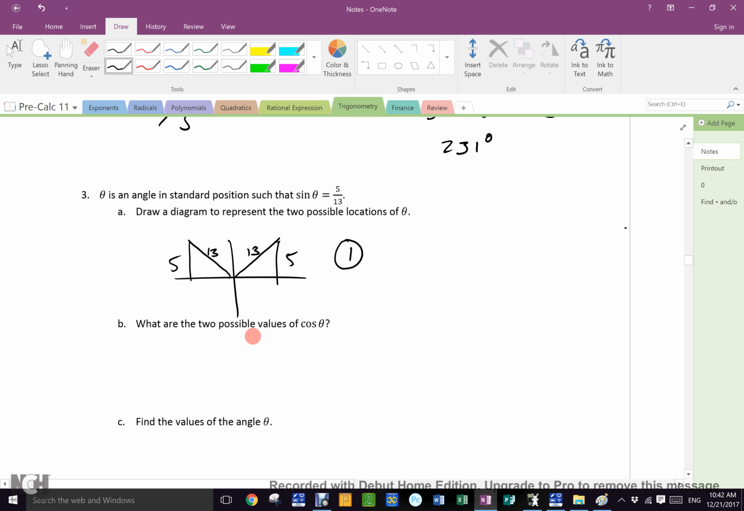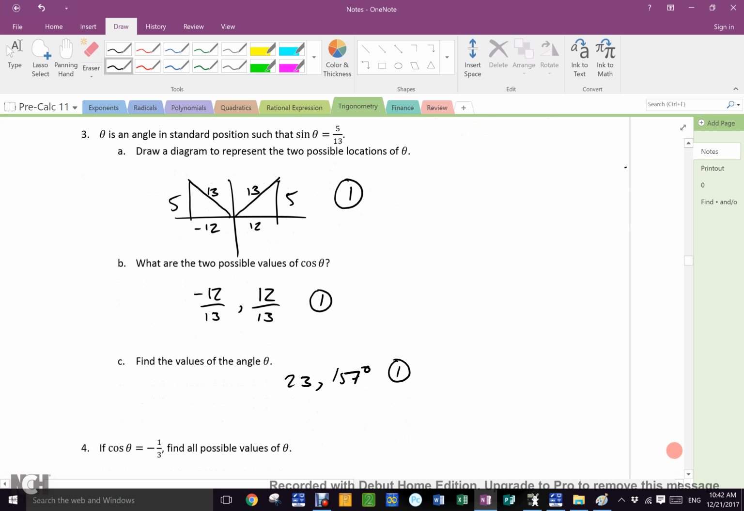What are the two possible values of cos? -12/13 and 12/13 for 1, because when you do Pythagoras, you find that has to be 12. Find the values of theta, shift sine that, and you'll get both of them. 23 and 157 for 1 mark. Making that out of 3.